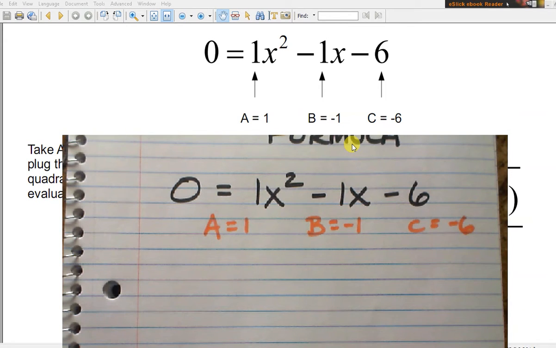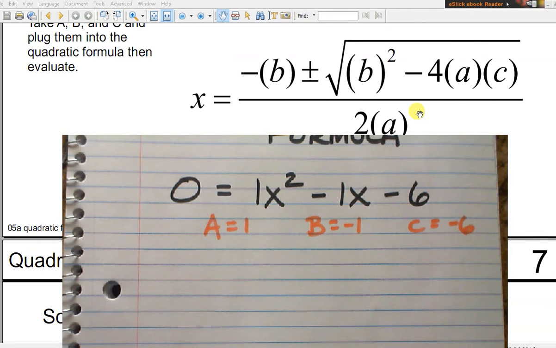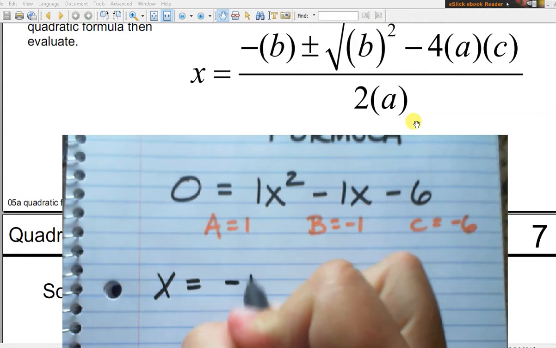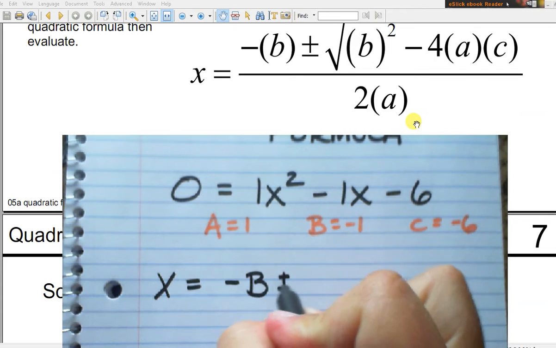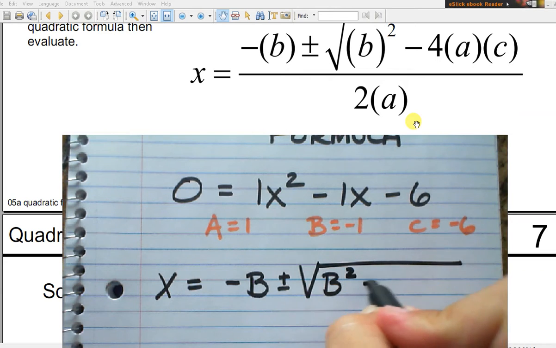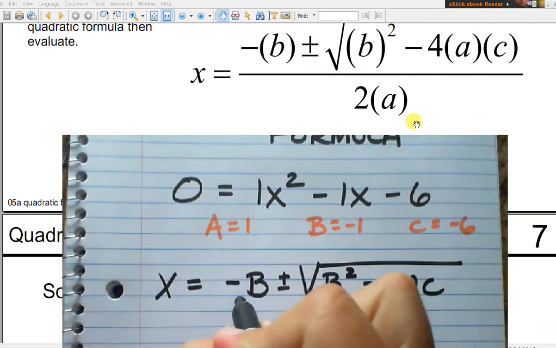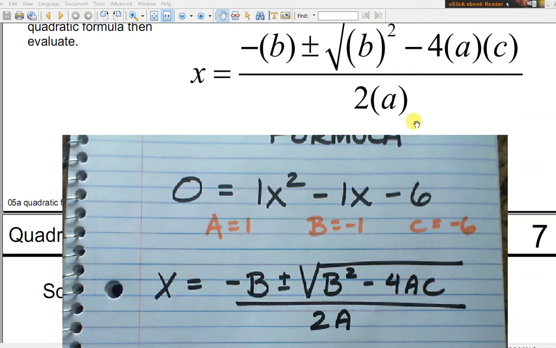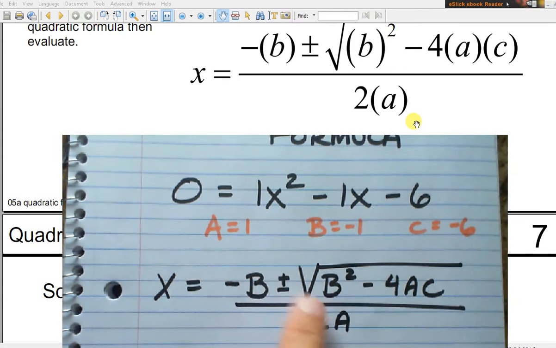Well, what is the quadratic formula? Here it is. X equals -b plus or minus the square root of b squared minus 4ac all over 2a. And what we're going to do is we're going to take each of these numbers, we're going to plug it in down here, and we're going to evaluate this. Notice the plus or minus. Why? Because we learned earlier there are two solutions to each of these quadratics.